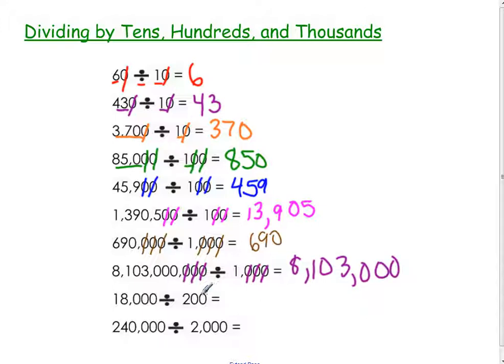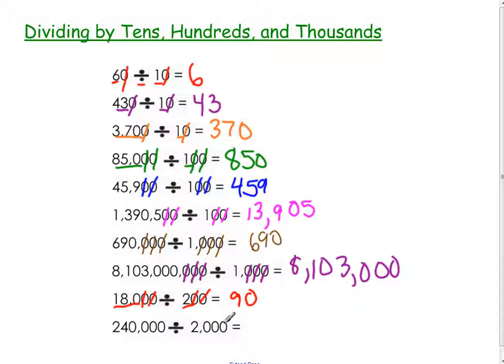Next, cross off 2 zeros in the divisor, cross off 2 zeros in the dividend. What is left over is 180 divided by 2. 18 divided by 2 is 9, and then there was that 1 zero here, which we'll put onto our quotient.